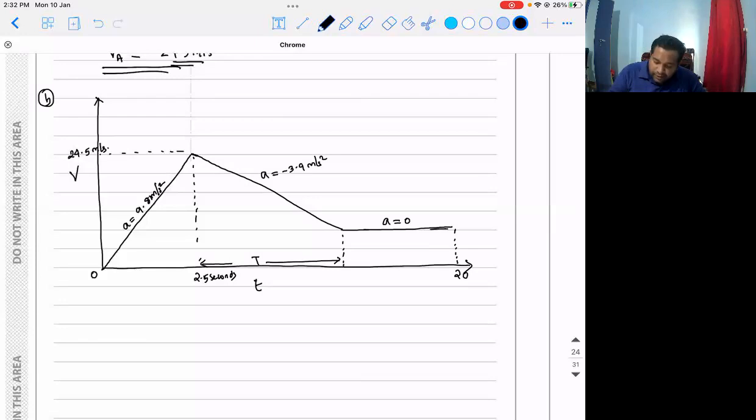This should be a straight line, so you have to use a ruler. I'm not using a ruler here. This has to be a straight line.